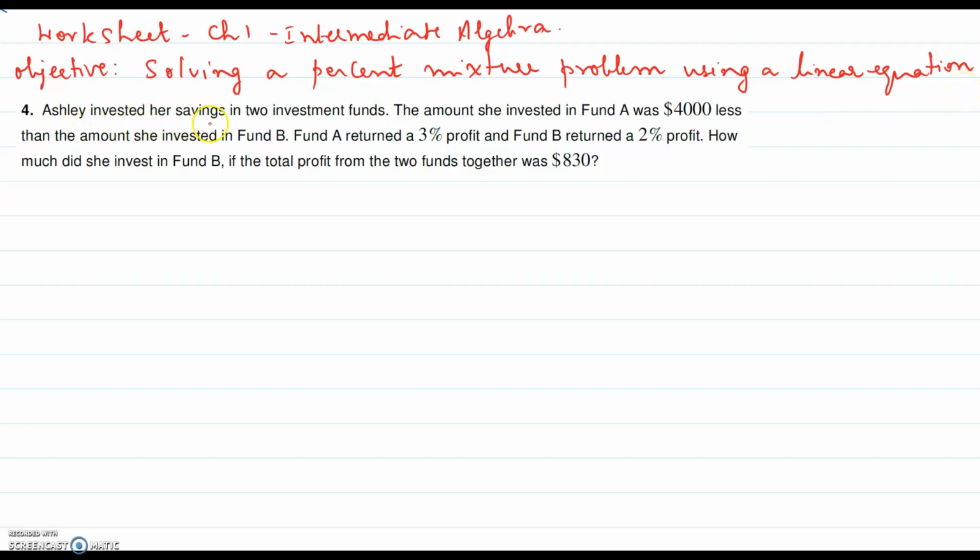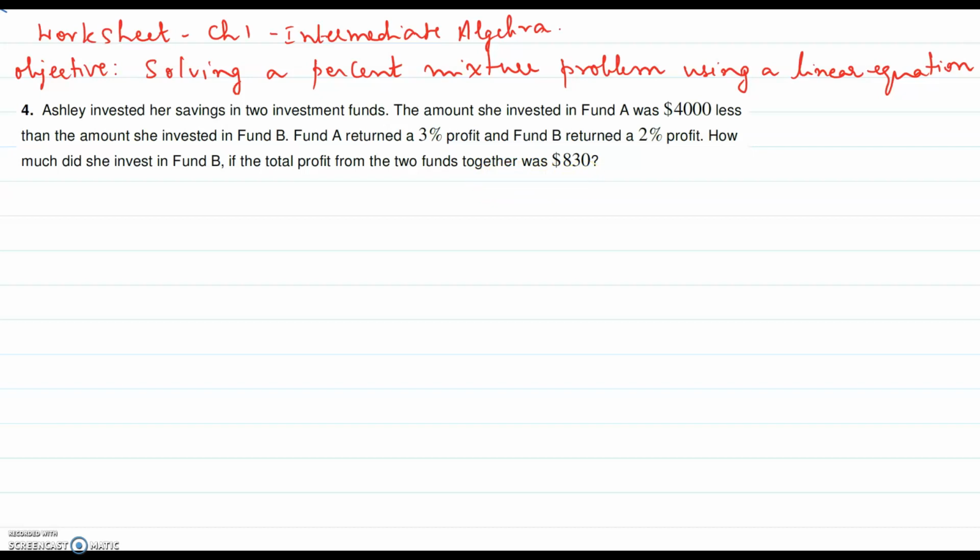Ashley invested her savings in 2 investment funds. The amount she invested in Fund A was $4,000 less than the amount she invested in Fund B. Fund A returned a 3% profit and Fund B returned a 2% profit. How much did she invest in Fund B if the total profit from the two funds together was $830?